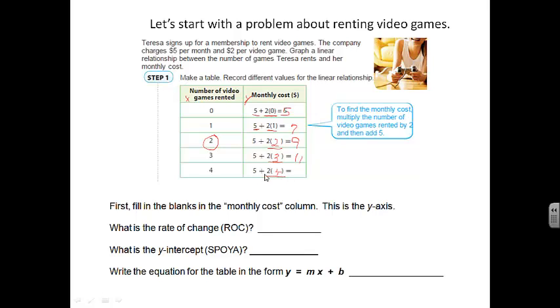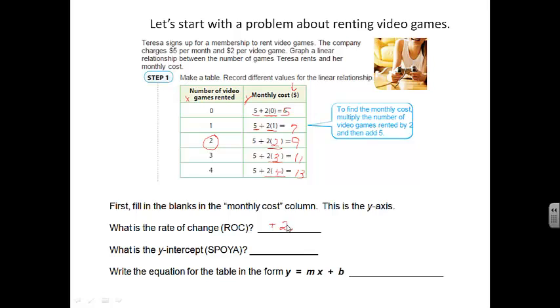Got to do parentheses first. 5 plus 8 is 13. So now you can look down the y-axis of our table to see what the rate of change is. Each time we are adding 2. 7 plus 2 is 9. 9 plus 2 is 11. 11 plus 2 is 13. So our rate of change is positive 2.